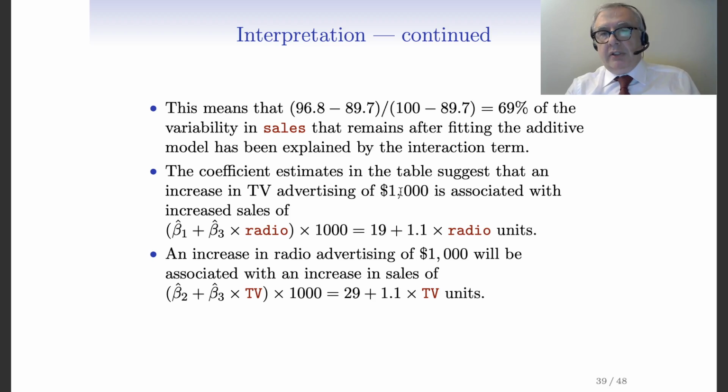$1,000 on TV advertising. On the other hand, I could also decide that I increase radio advertising by $1,000. In this case, the increase in sales will be this one. I can just compute the products beta hat 2 by 1000, beta hat 3 by 1000, and I get this expression that gives me the benefit of spending some money on TV, in terms of the effect of the expenditure of $1,000 on radio advertising.